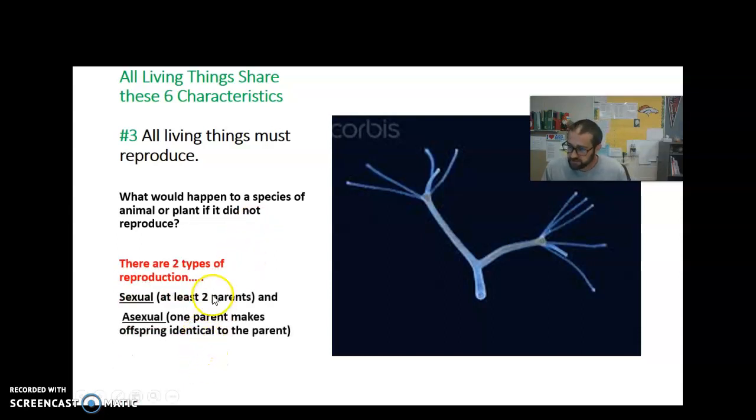So there's 2 types of reproduction. There's sexual reproduction. So that's at least 2 parents. If you're a salmon, you might have 1 female and multiple males, but you at least have 2 parents. And then there's asexual reproduction. So that's 1 parent making exact copies of their offspring. So offspring are children. You could think of this as cloning. So cloning is not something just in the movies. That is asexual reproduction, and it absolutely happens all over the planet with different types of animals.